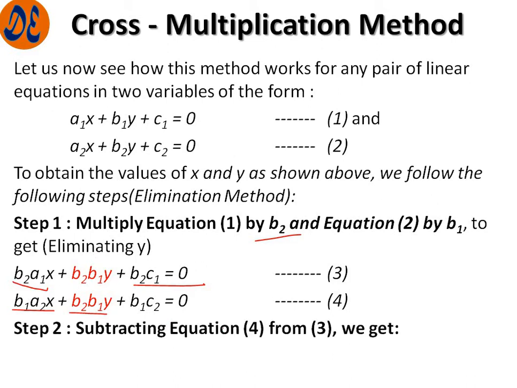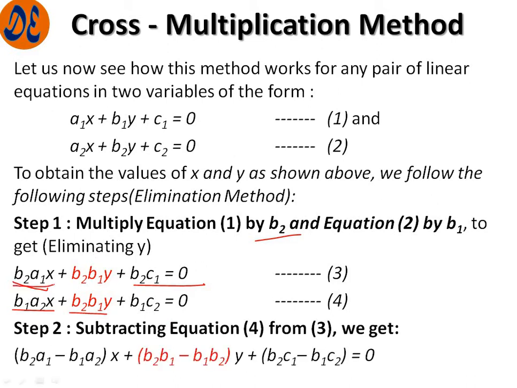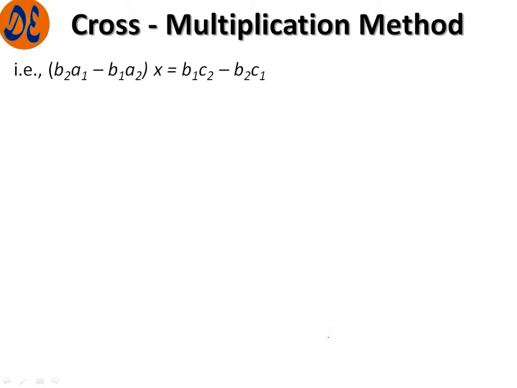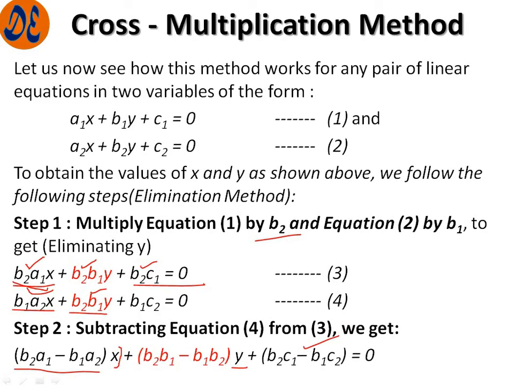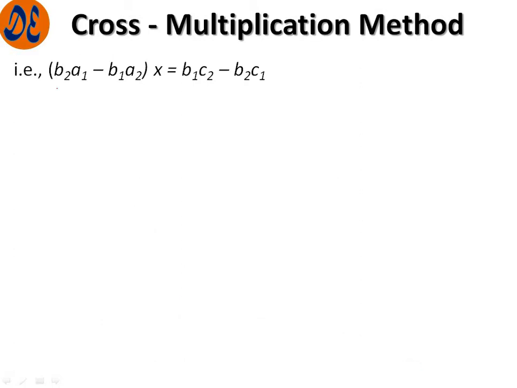Now subtracting 4 from 3, what do we get? Both have x, so this one minus this one. Similarly this one minus this one. The common term is y here, this one minus this one, and we have obtained this. Now let us go to the next part. Here we see this one and this one cancel, so it is 0, that means y is eliminated. Now we are getting this value and this value. So in the next session you can see these two values.